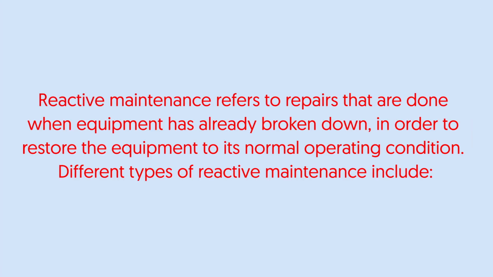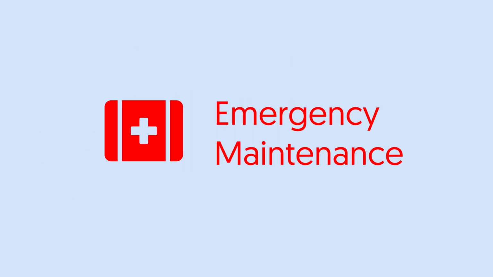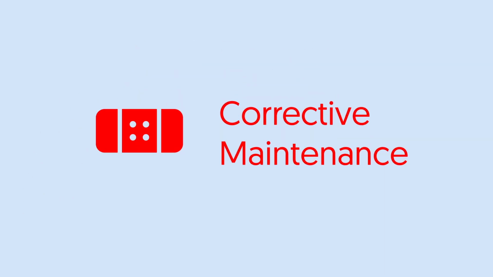Reactive maintenance refers to repairs that are done when equipment has already broken down, in order to restore the equipment to its normal operating condition. Different types of reactive maintenance include emergency maintenance and corrective maintenance.